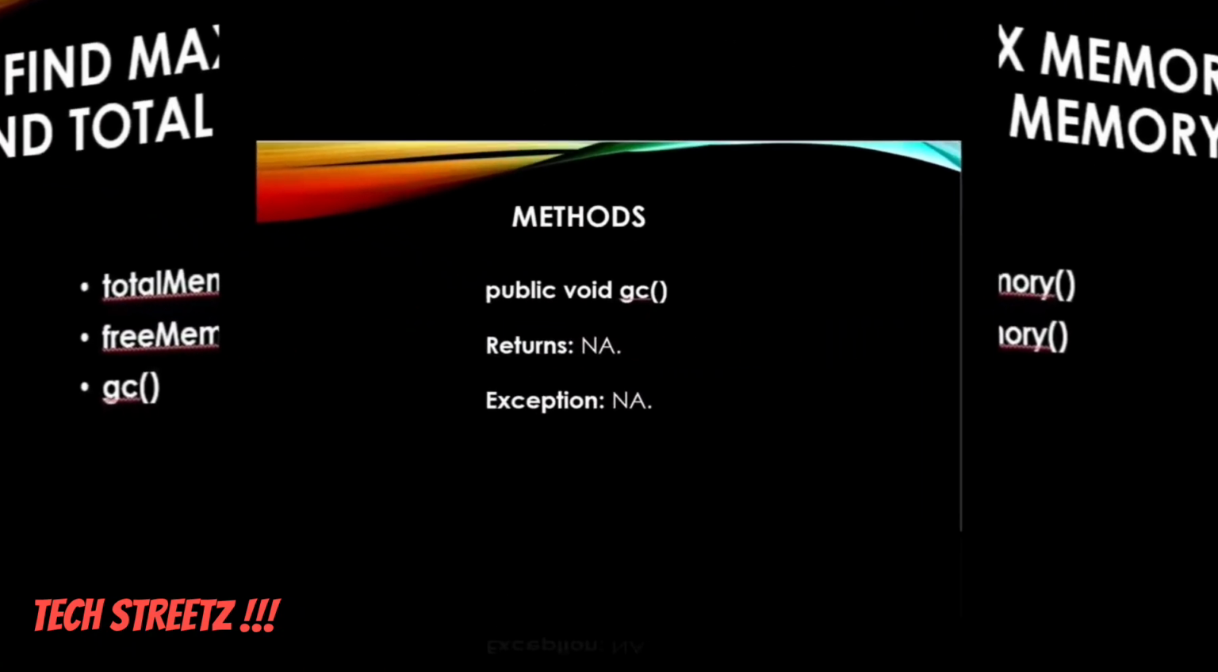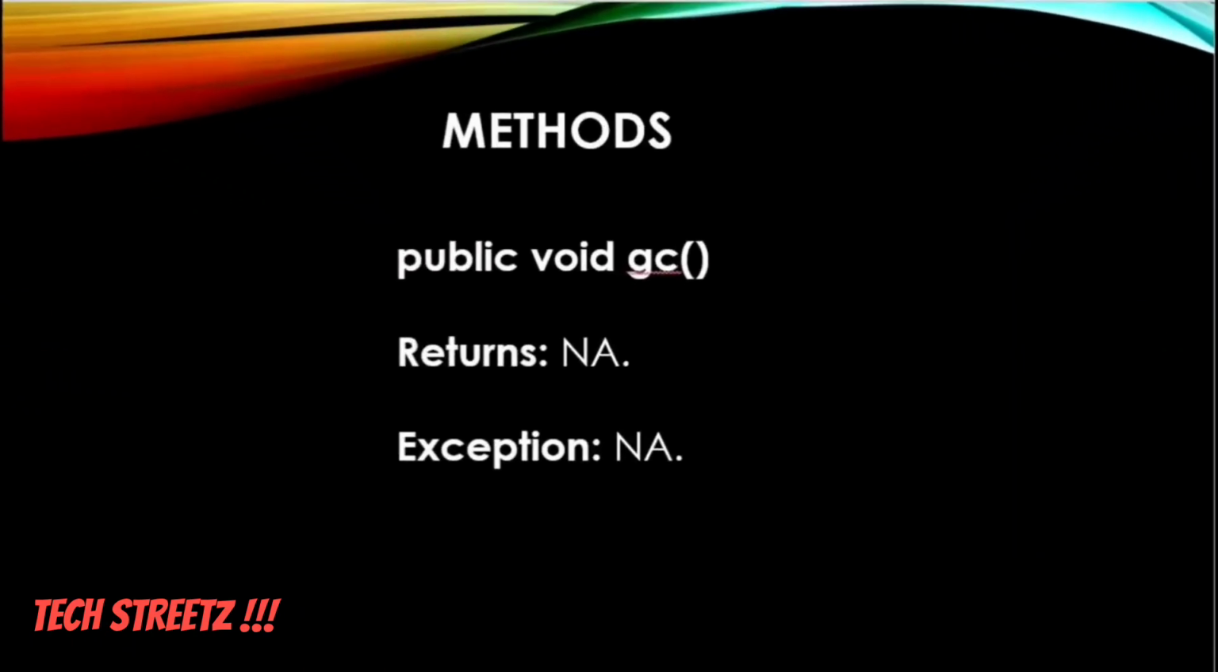First one is void gc. Calling this method suggests that the Java virtual machine expend effort toward recycling unused objects in order to make the memory they currently occupy available for quick reuse. When control returns from the method call, the virtual machine has made its best effort to recycle all discarded objects.